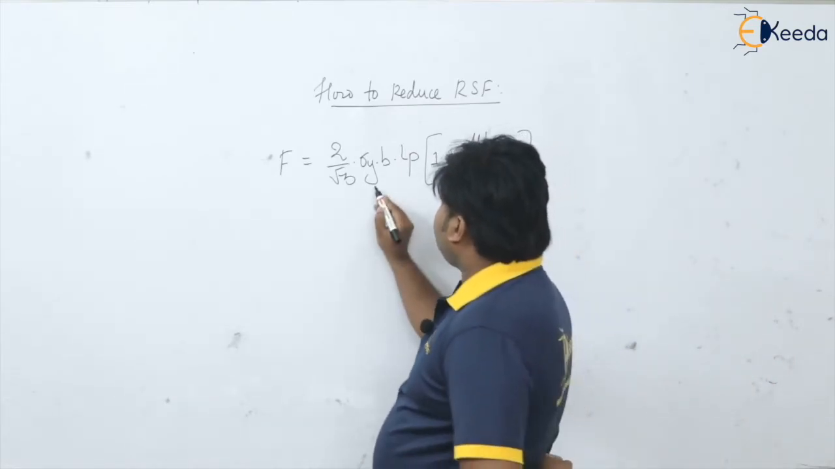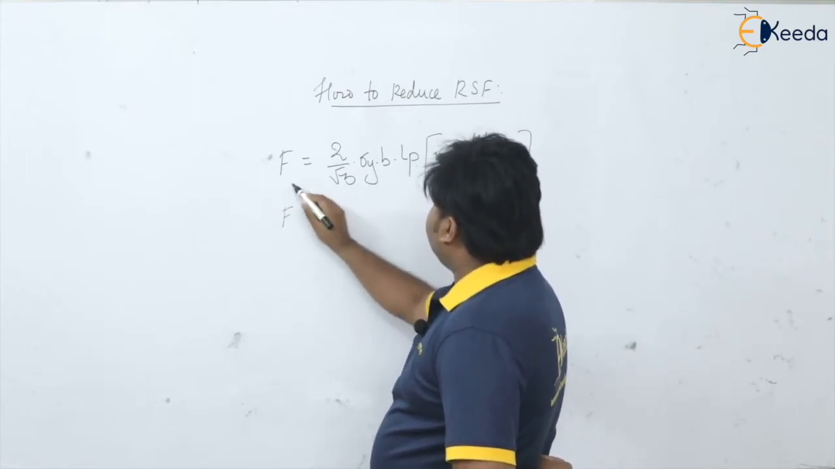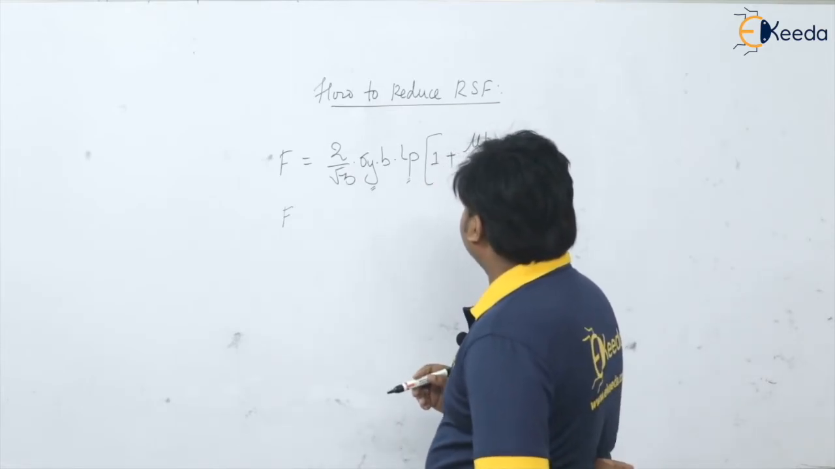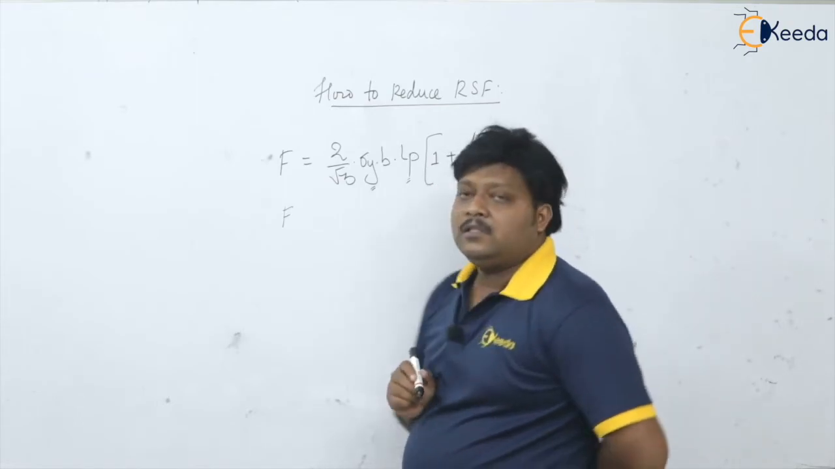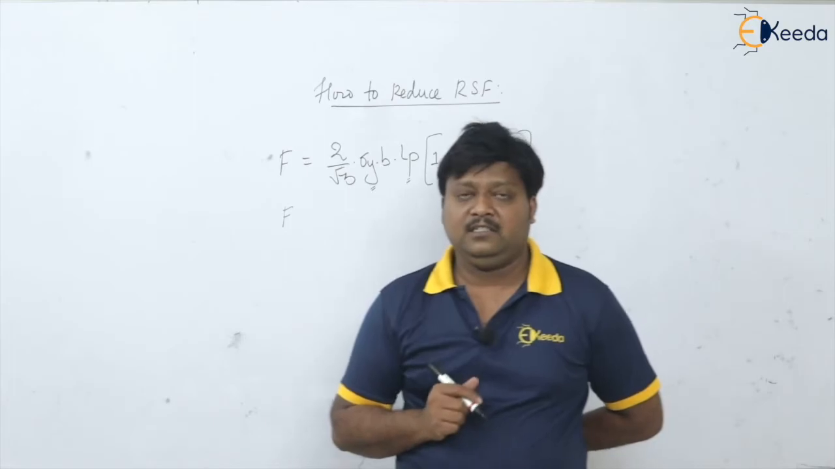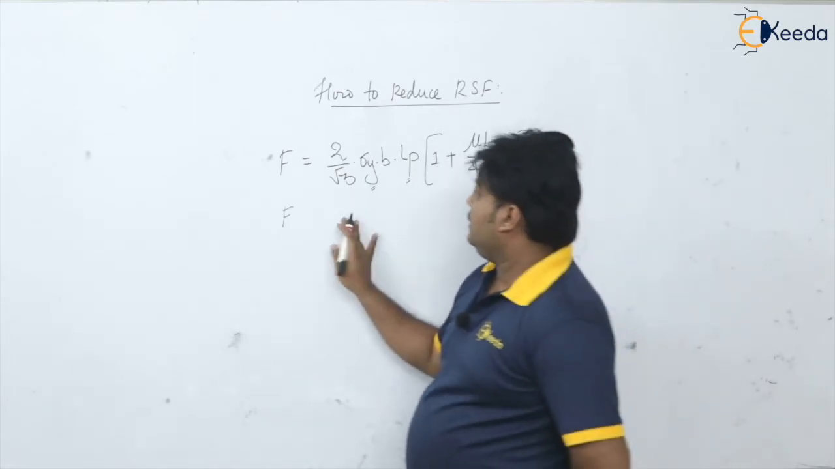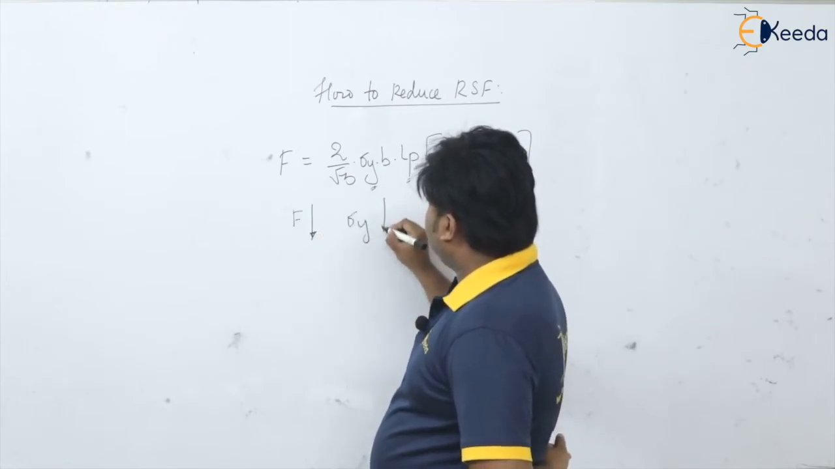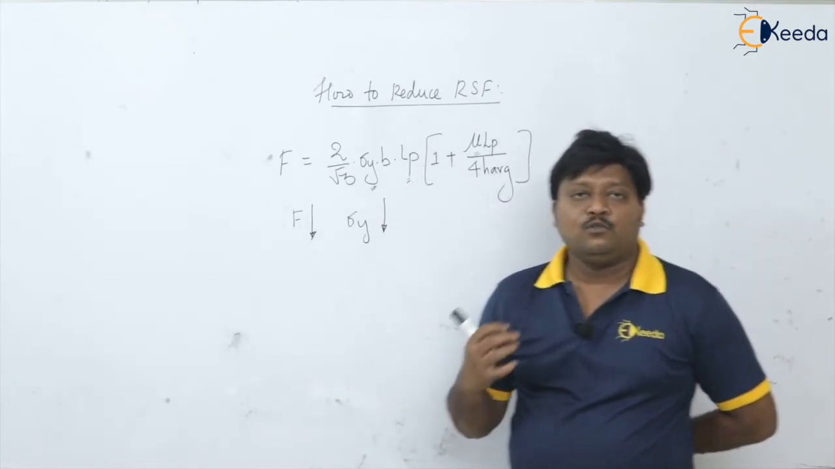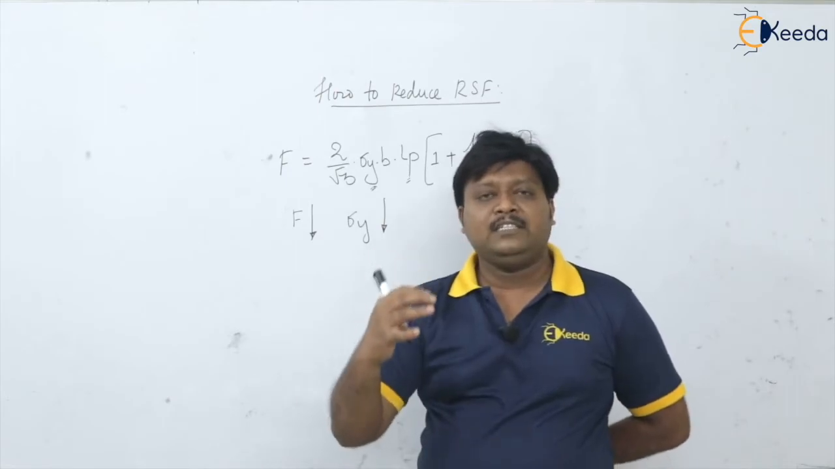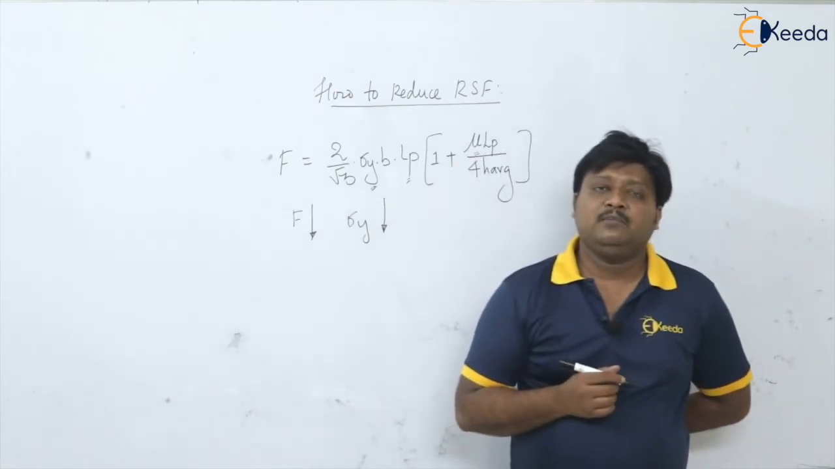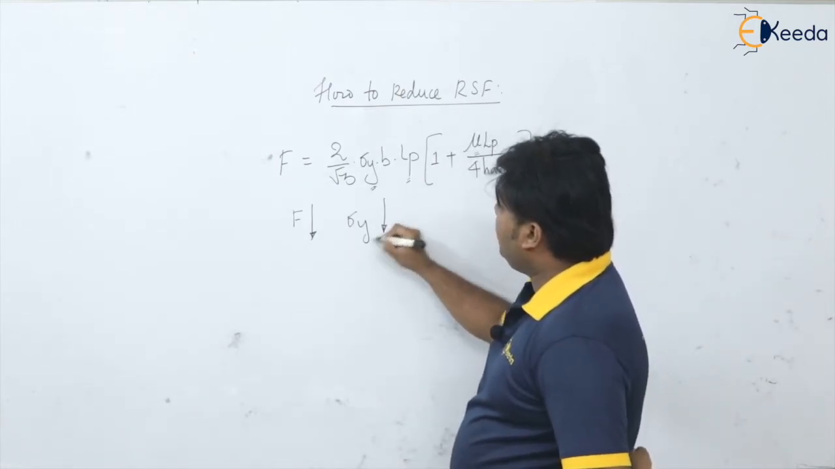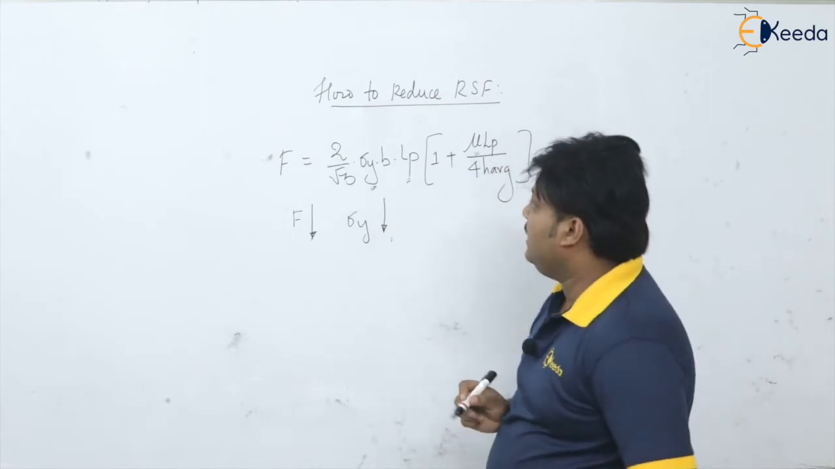So see here, force is directly proportional to sigma y, LP and coefficient of friction, and of course the application of front and back tension. Basically the force can be reduced by reducing this sigma y, isn't it? Yes. How to minimize the yield strength of the material? Go and heat the material above its recrystallization temperature. Definitely the material becomes soft and its yield strength is going to come down. So the first thing is that you have to minimize the yield strength of the material to minimize the force.